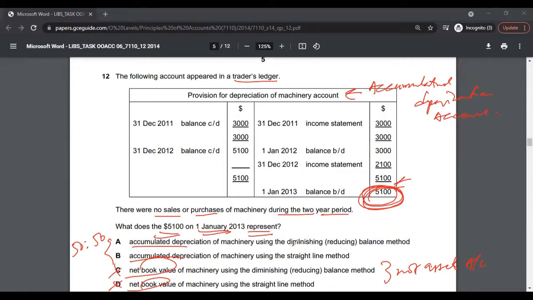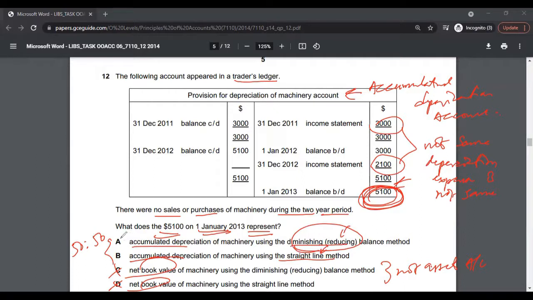Now let's see. You have to identify which depreciation method is being used. It's either reducing balance method or straight line method. The depreciation expense will remain the same if it's straight line method. So let's look at the depreciation expense. The depreciation expense was 3,000, and then depreciation expense in year 2 was 2,100. This is not the same. Therefore, this is using the diminishing reducing balance method.